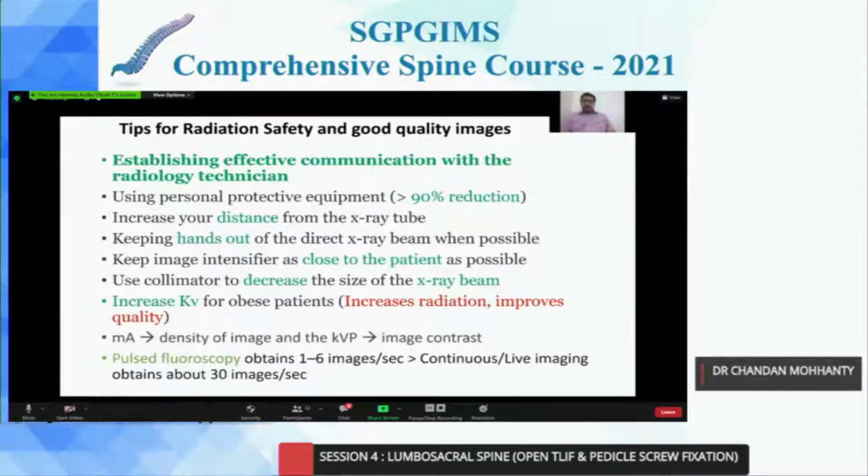Effective communication with the radiology technician is extremely important. We know that lead protection improves the radiation safety. You should increase the distance between you and the tube, bringing the image intensifier as close to the patient as possible, using the collimator to decrease the size of the beams and decrease the zone of radiation. KV needs to be increased in obese patients to improve the quality of the image, but this also increases radiation. And MA increases the density of the image. Pulse fluoroscopy should be preferred over continuous or live imaging, because this has been shown to decrease the degree of radiation by more than one fifth.